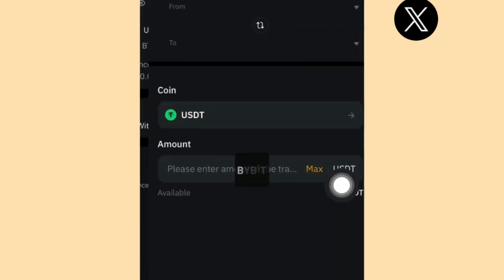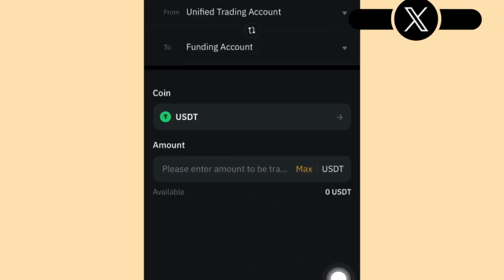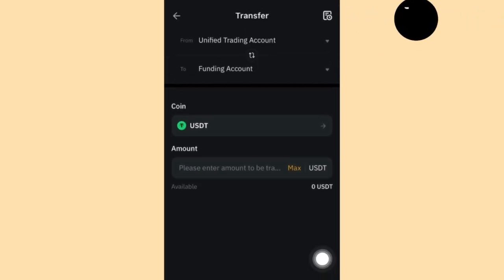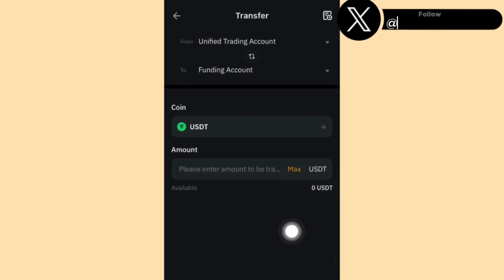Click on transfer and it's going to load up immediately. It is going to load up real quick. This is taking time because my network is a bit slow. Once you refresh, you're going to see our exact USDT that we want to transfer from funding to unified.